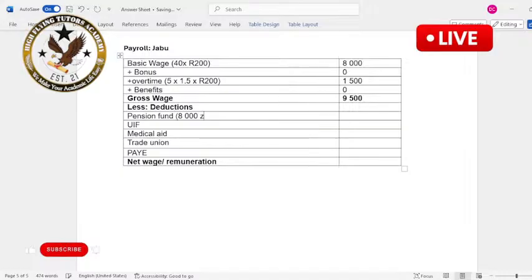Because they are telling you. So it means we have to say 8,000 multiplied by 7.5 over 100 there. How much is the pension fund for Jabu? I'm waiting for the answer on the chat. Please don't make these mistakes.